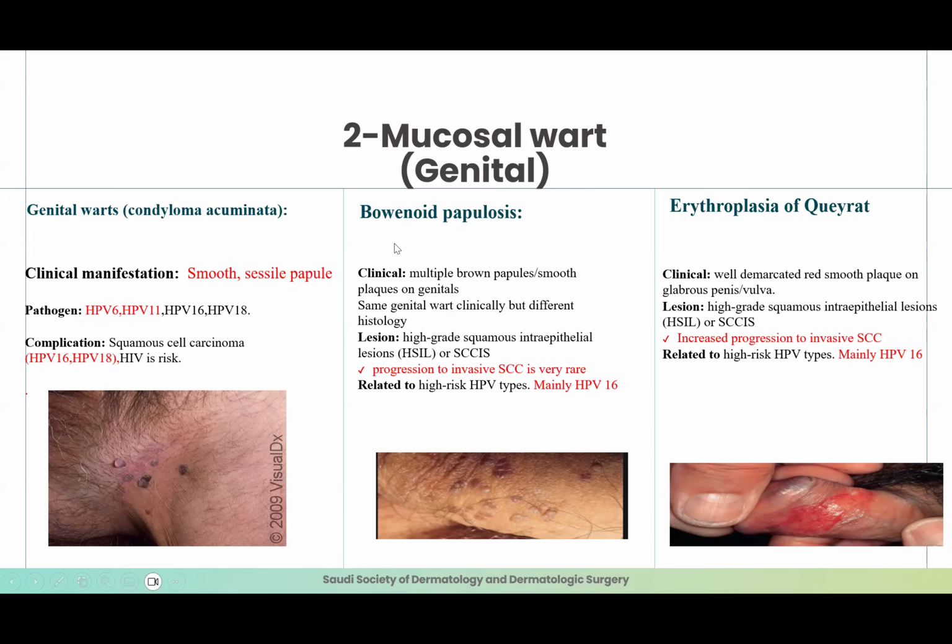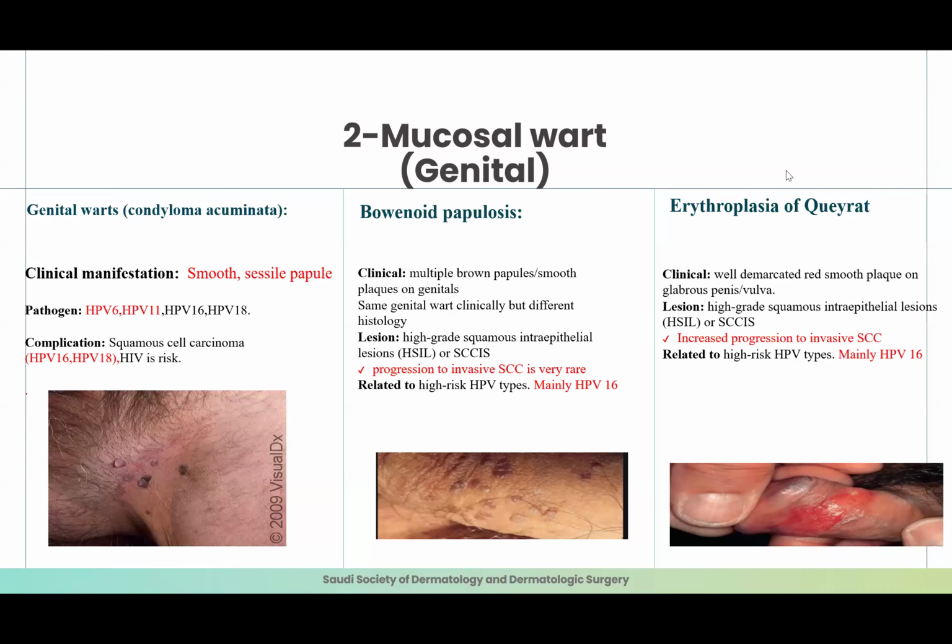So we have the second type, which is called bowenoid papulosis, characterized by multiple brown papules and small, smooth plaques over the genital area. Most of the time, in pathology, it's going to show high-grade squamous intraepithelial lesion, and it might progress to squamous cell carcinoma, especially with type 16.